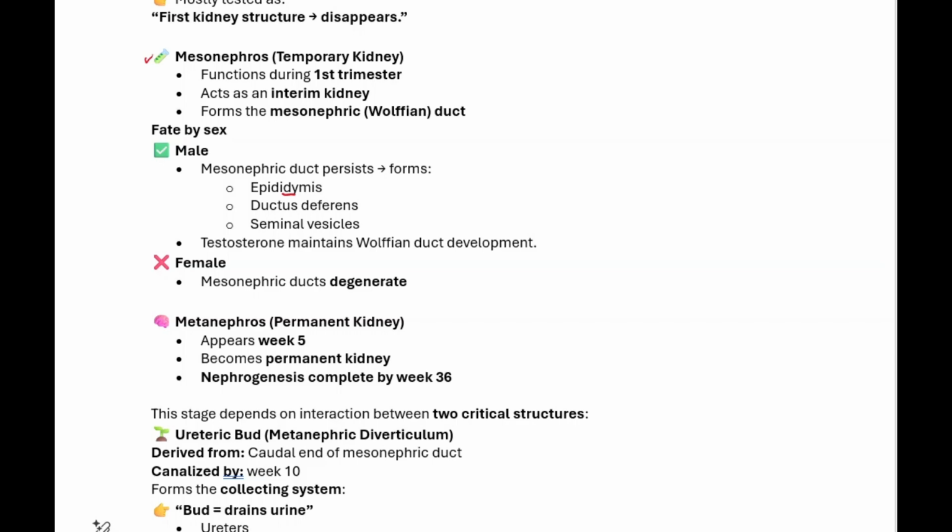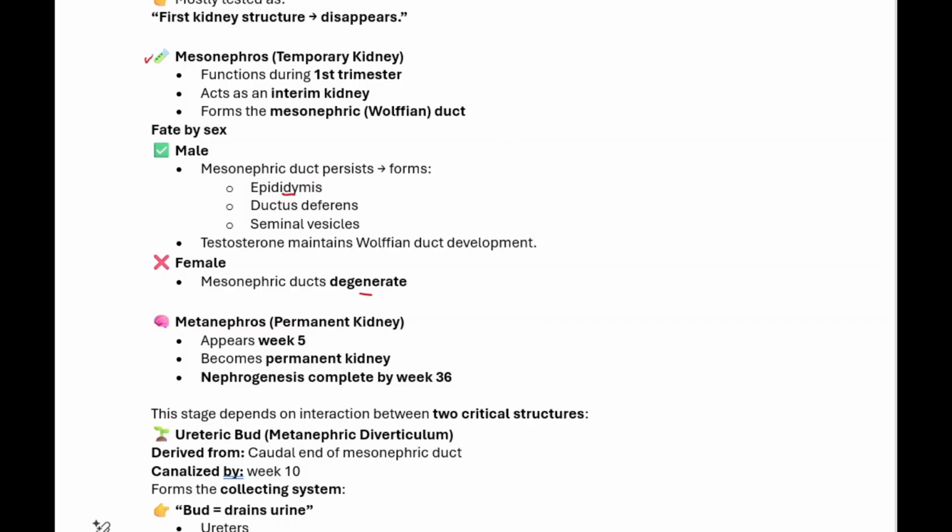And as you're going to see in a second, the distal part of the mesonephric duct is going to become the ureteric bud. And the ureteric bud is going to be very important in forming our collecting system. The mesonephric duct in a female is going to degenerate.